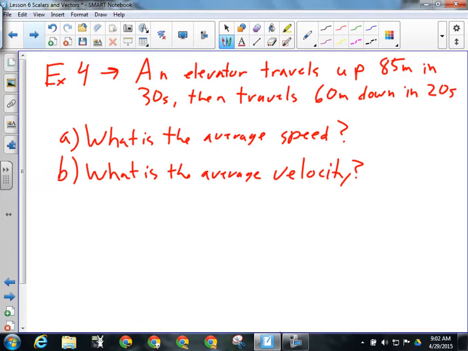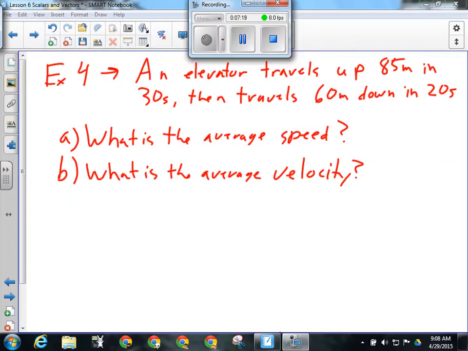All right, I'm going to give you guys a couple minutes to try this one. Very much like the one we just did, just a different context. Instead of a bus, it's an elevator. So I'm going to give you a couple minutes to try that one, and then we'll go through it together.